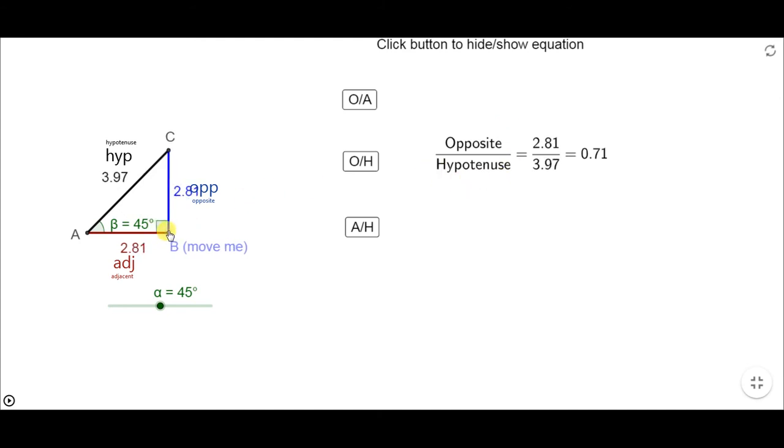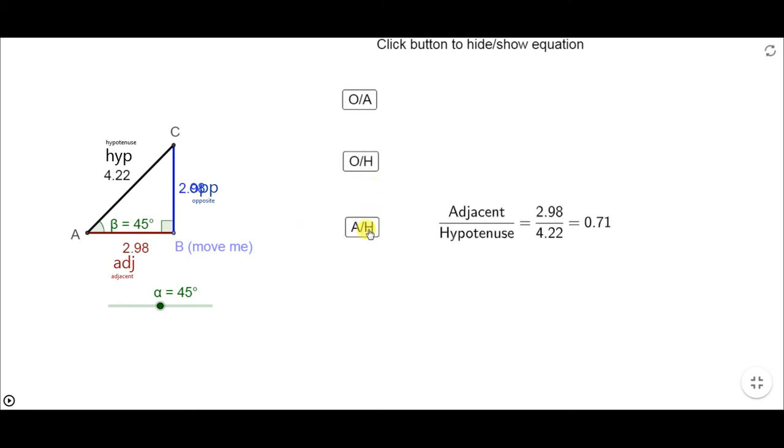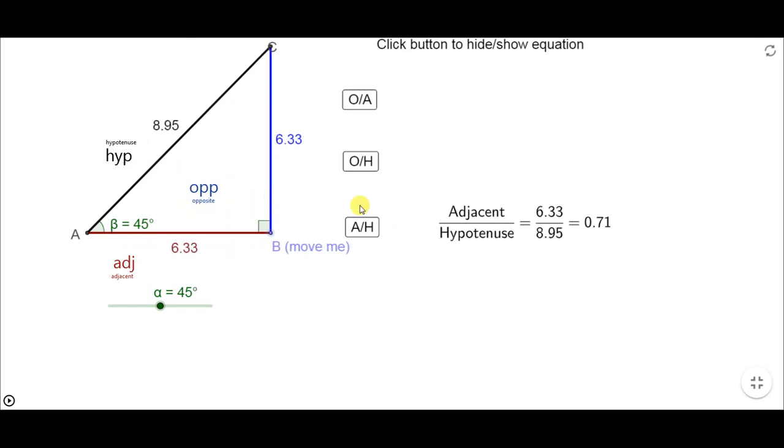Now look for the third ratio. The third ratio we could have is adjacent over hypotenuse, or adjacent is to hypotenuse. So here we have this adjacent 2.98, and this is the hypotenuse of this triangle, which is 4.22. So you can see that the ratio is still the same, 0.71. If you change the values, you can see that the ratio remains the same, 0.71.